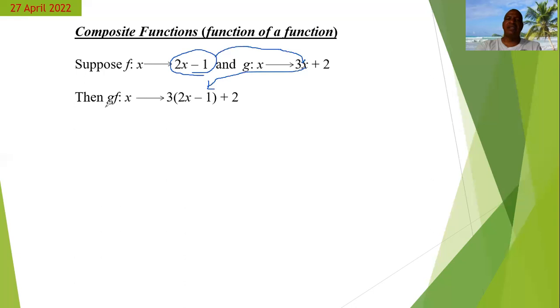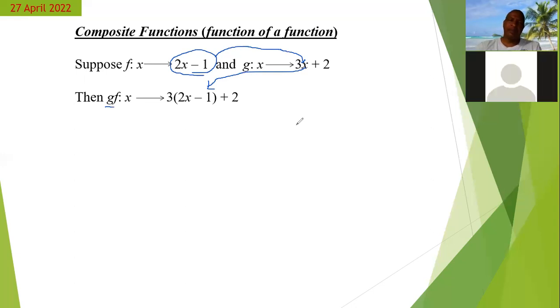So you would have g of f. We put the function f in g where the x would be, and we keep the function in brackets. Is that clear to everybody? Sir, can I go over it one more time, please?